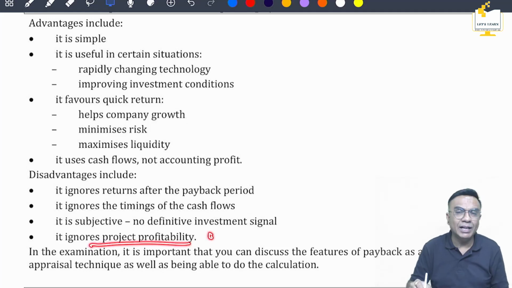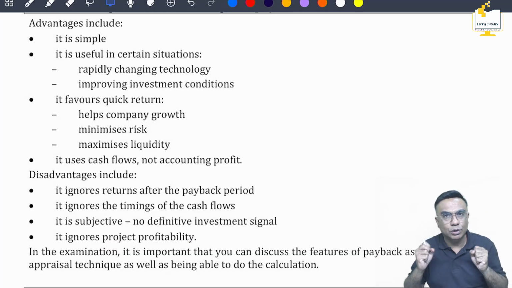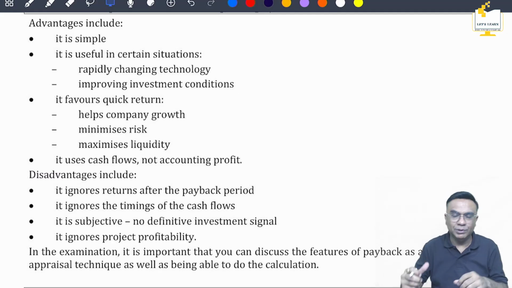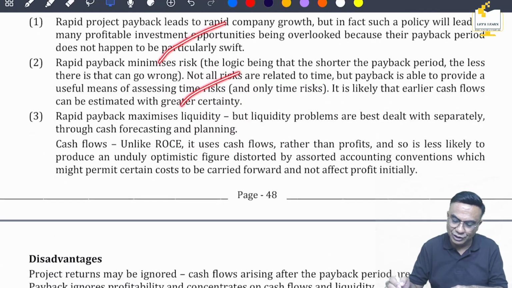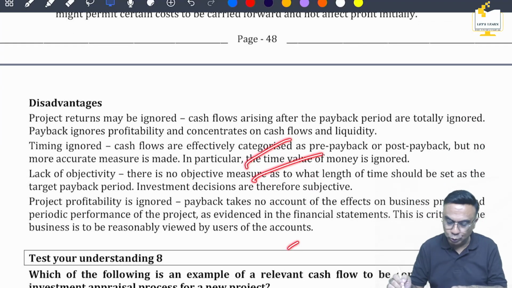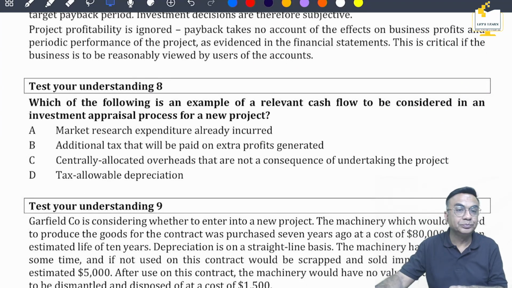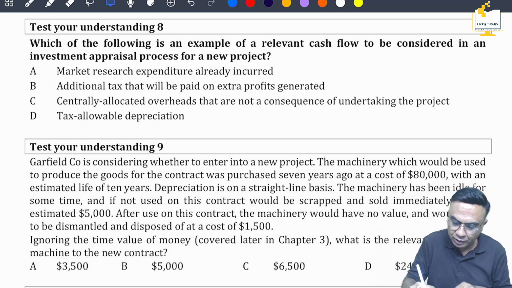It ignores profitability. We are not considering profitability. We are just concentrating on recovery of the cost. Whether the project is profitable or not, we are not talking about that. So whatever we have discussed is discussed in detail over here, right? You can just go through that. Now let's proceed with test your understanding.